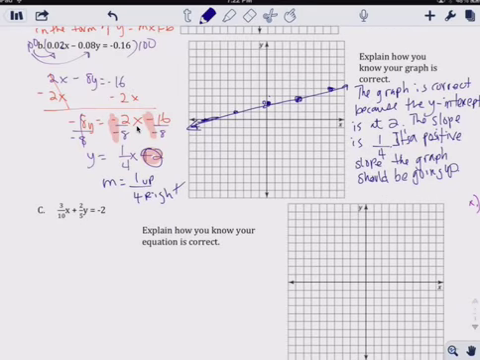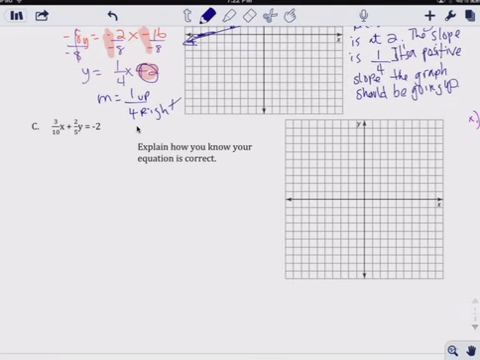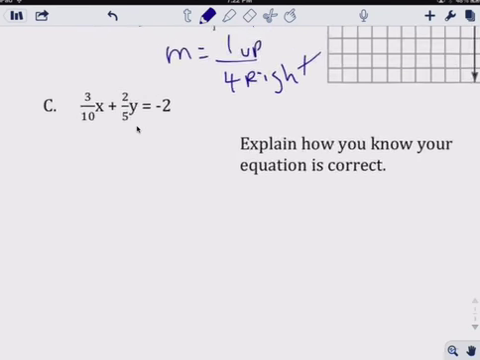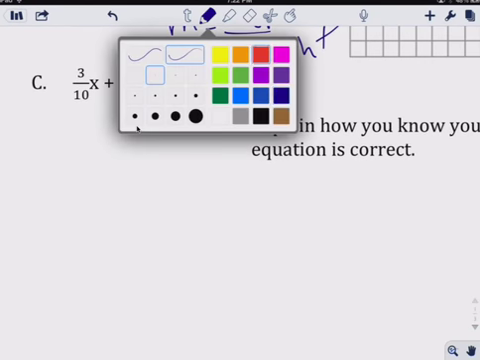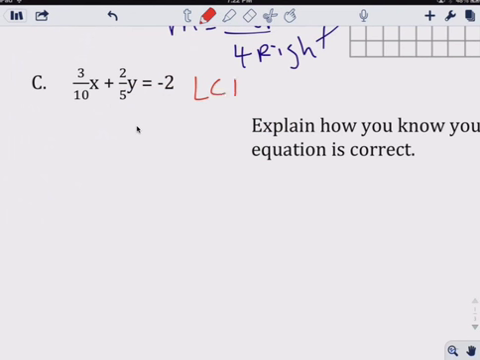Alright, next one. Oh, no, we've got to be careful here. Least common denominator is 10. Multiply all by 10. Cross that out, that's 3x plus, cross cancel here, that's 2. 2 times 2 is 4y equals negative 20.